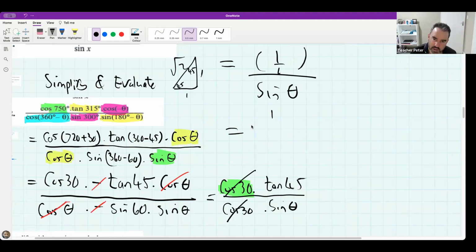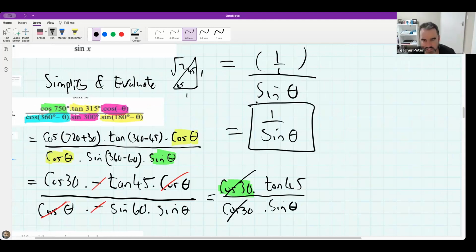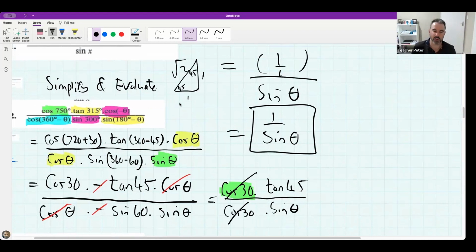1 over sine theta. Give me a score out of 10 of how well you understood this last question, where 10 is perfect, 5 is like most sort of okay, 0 is like nothing. Give me a sense of how well you understood that question.